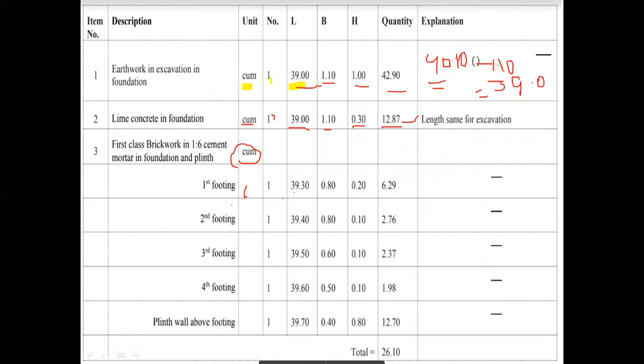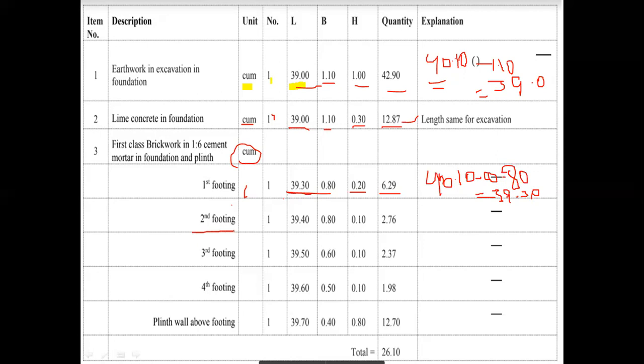Next, length is 39.30. It is 40.10 minus the first footing breadth value 0.80, that equals 39.30. It is the length for the first footing. It is calculated as 39.30 into 0.80 into height 0.20, that equals 6.29.